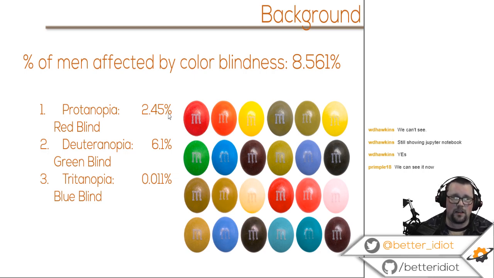However, let's look at colorblind. So in this picture, the top left corner are six of the original M&M milk chocolate colors. Now, this image is just repeated three more times under each of the different colorblinds. So up here is if somebody were to be green colorblind in the upper right. In the lower left is if somebody were red colorblind. And then the bottom right is if somebody was blue colorblind or tritanopic. This one's red is protanopic and green is deuteranopic. So the percentage of men affected by colorblindness is about 9%. And then we see the breakdown of the different colorblindnesses.